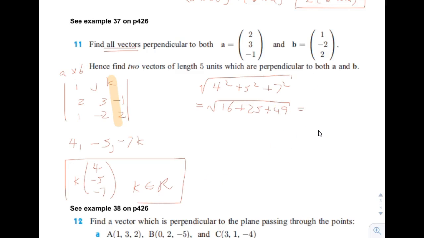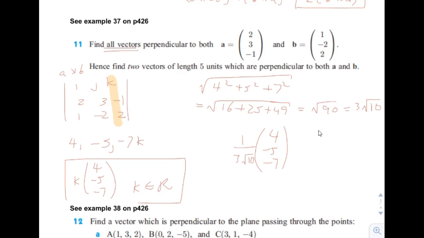So the answer is square root of 90. If you wanted to simplify that a little bit, you could put 3 square root of 10, I think. Okay, so that is the length of the vector 4, negative 5, negative 7. So if we would like to make 4, negative 5, negative 7 into a unit vector, a vector of length 1, we would create that by multiplying this by 1 over 3 square root of 10. Okay, and so this would be a unit vector.